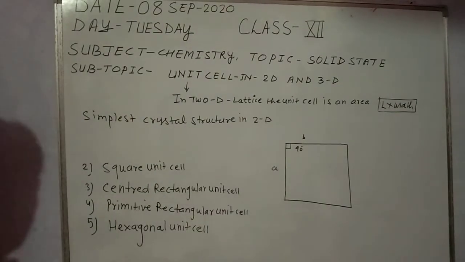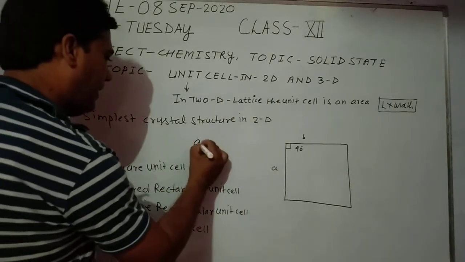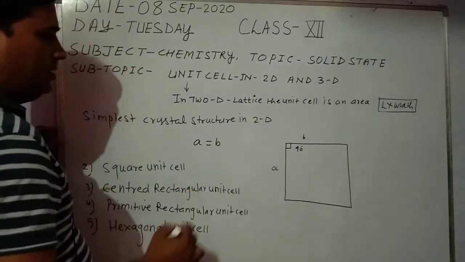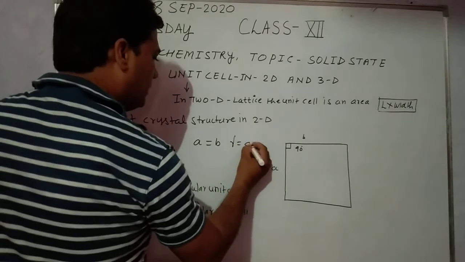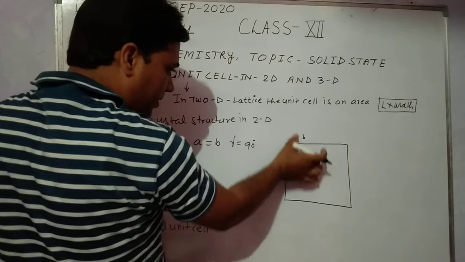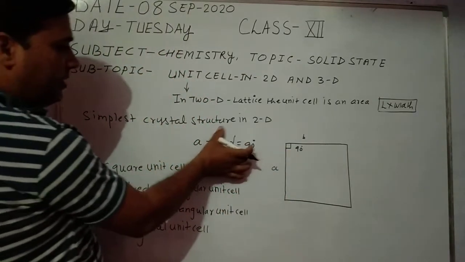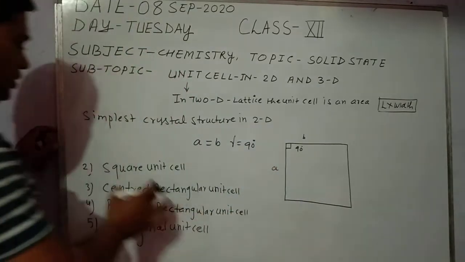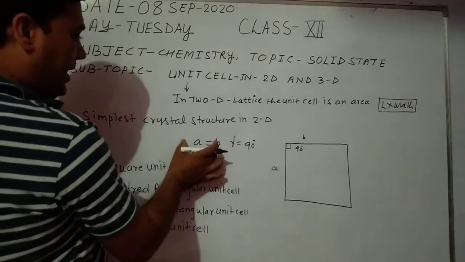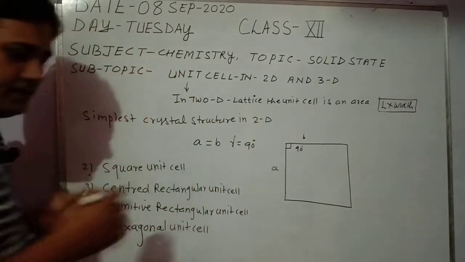Next one is square unit cell. In square unit cell, A is equal to B and gamma is equal to 90 degree. Angle between the edges, that is A and B, is 90 degree. So in square unit cell, edges are same and angle between the edges is 90 degree.